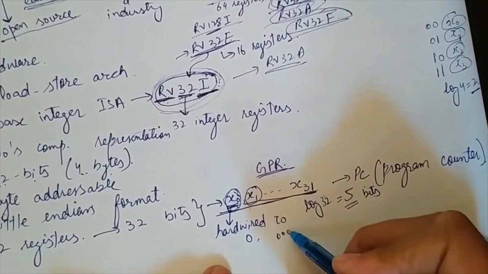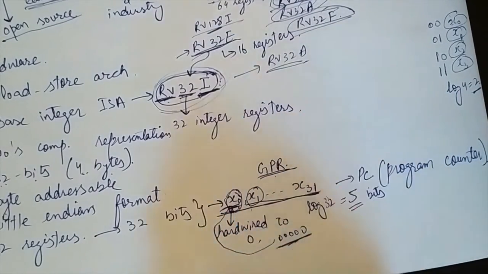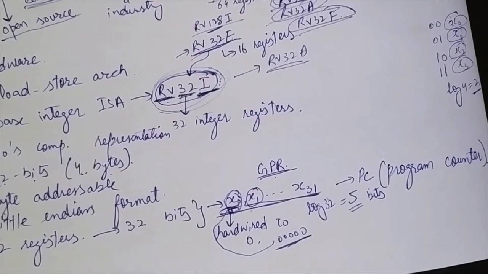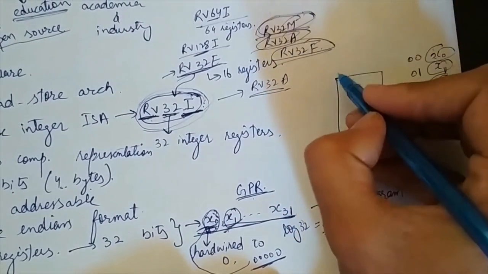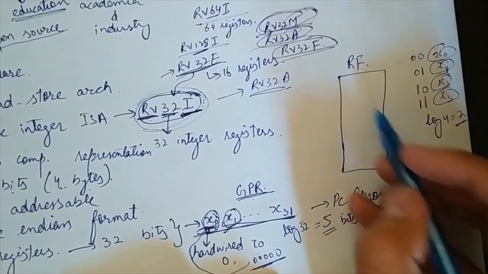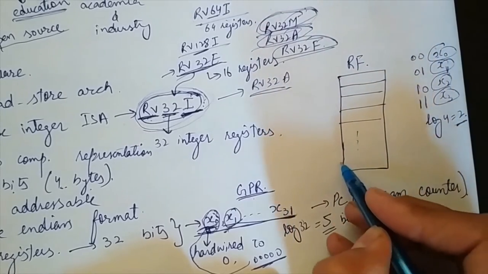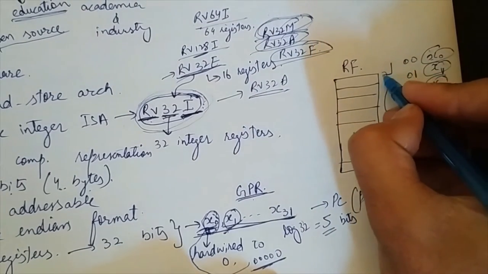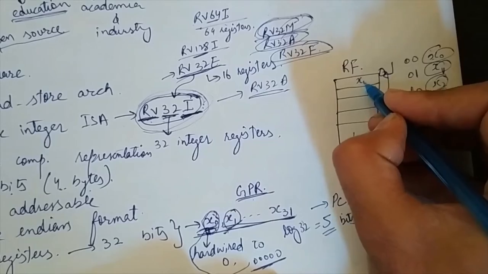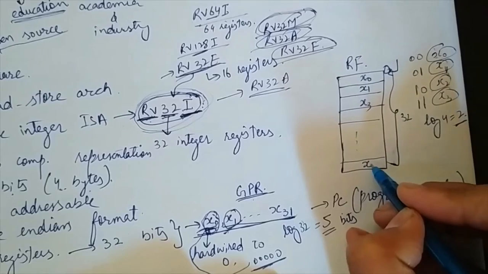So 00000, this register address, will denote register X0. 00001 will denote register X1. So we have a register file. This is our register file. And how many entries does this register file have? We have 32 entries. The zeroth entry is called X0. The first entry is X1, then X2, and the last one is X31.